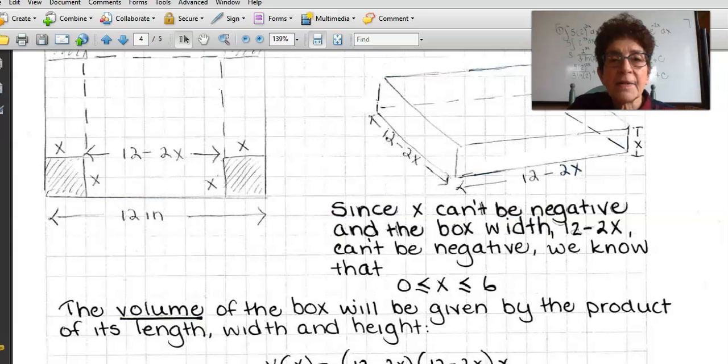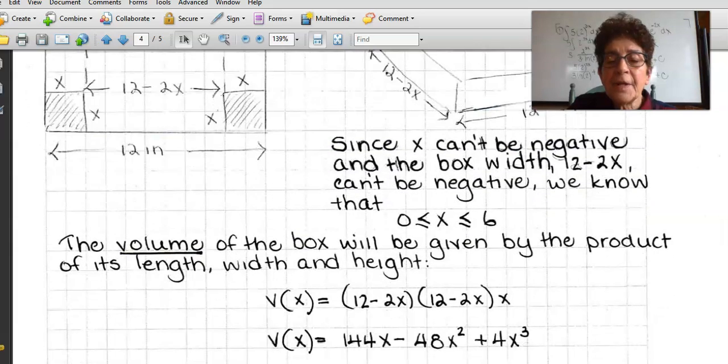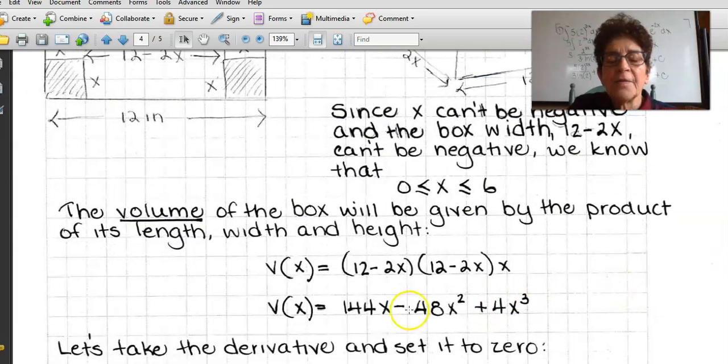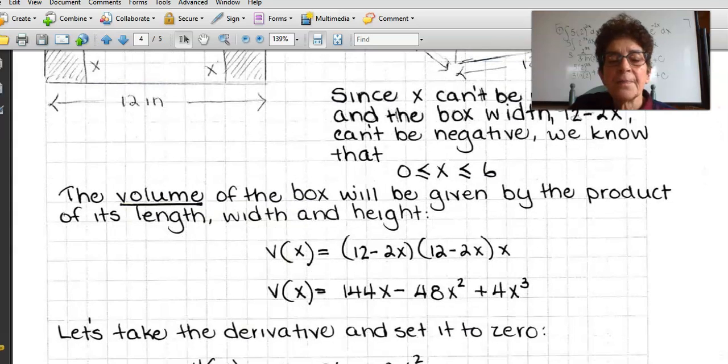That's our practical domain. The volume, you have to remember how to find the volume of a box, and that's its length times its width times its height. If you multiply all of these expressions together, you can use FOIL on this and then distribute an x. You get 144x minus 48x squared plus 4x cubed. Okay, so this is our expression for volume. This is the thing we want to maximize.